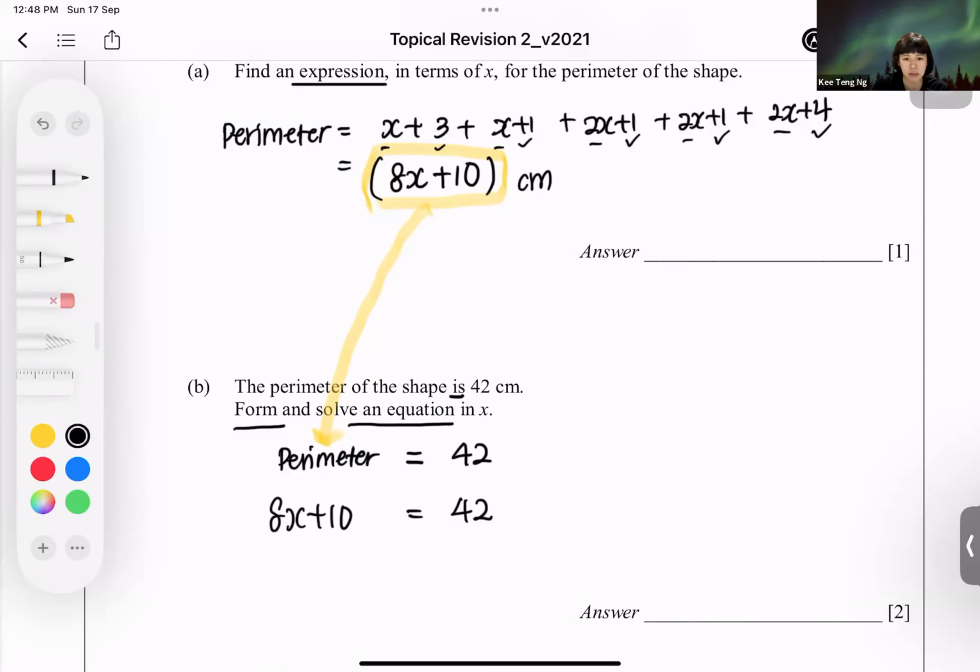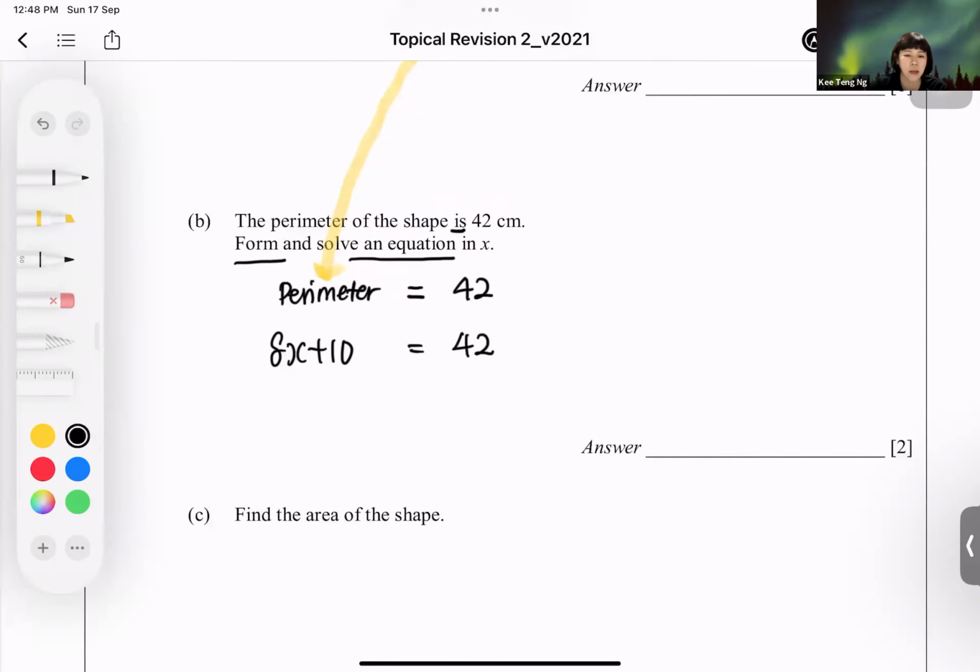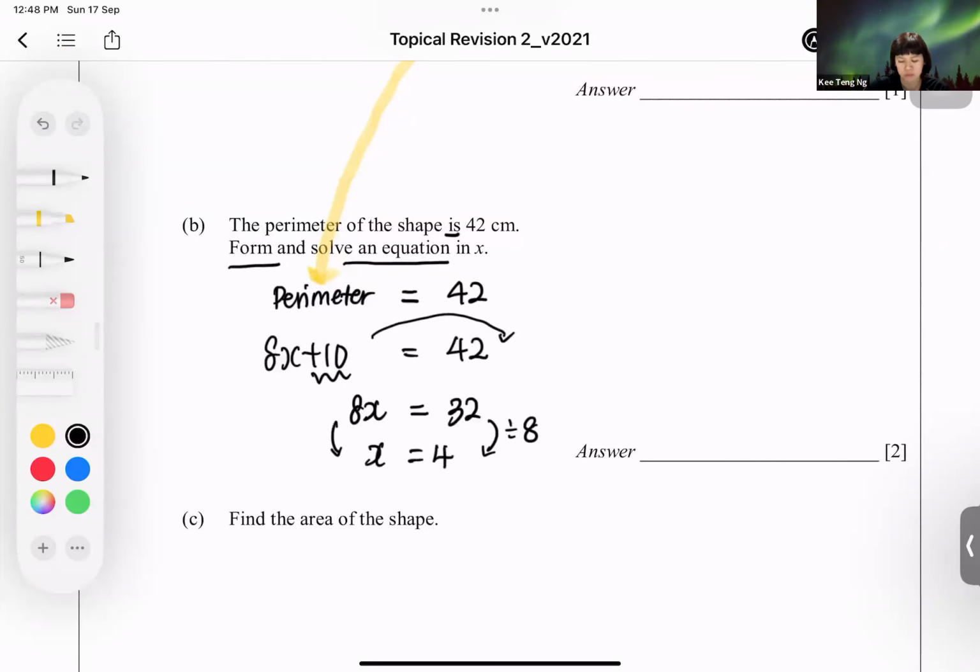So it's 8x plus 10 equals 42, like what some of you have already thought of. We get rid of the plus 10, so we minus 10 over here. 42 minus 10 will be 32, so 8x equals 32. 8 units is 32. How much is 1 unit? So we need to divide by 8. We take 32 divided by 8, not 8 divided by 32, 32 divided by 8. That gives you x equals 4.